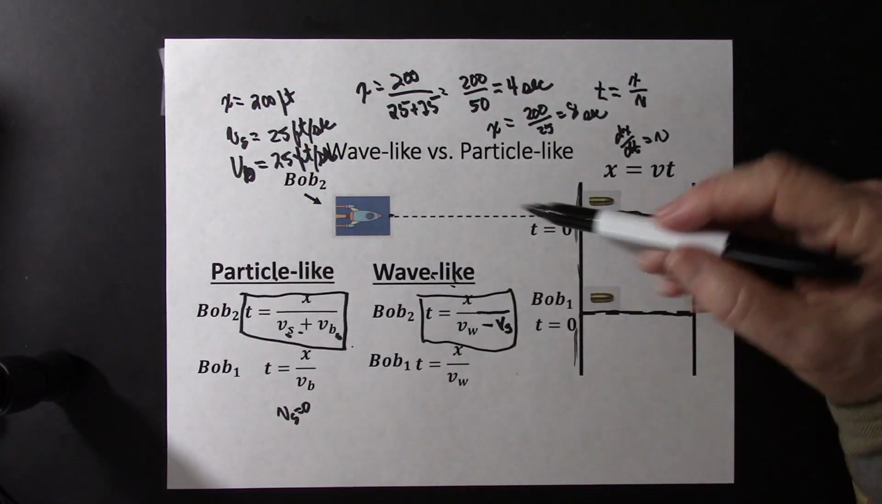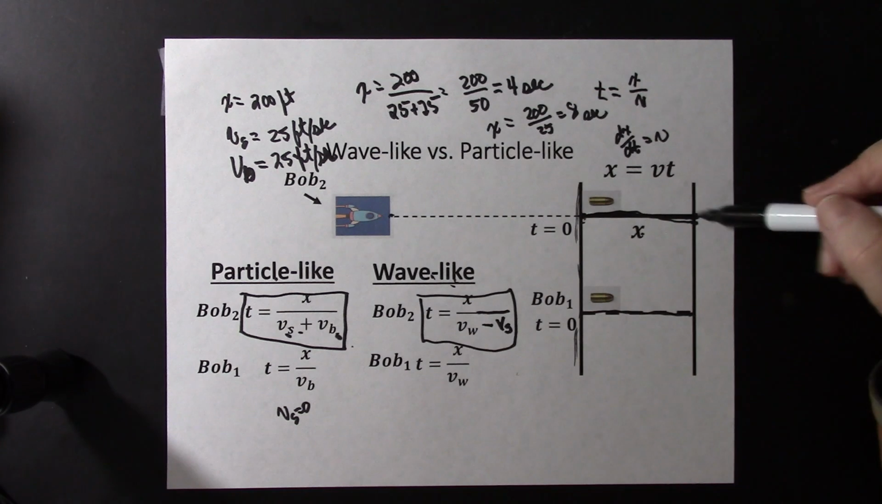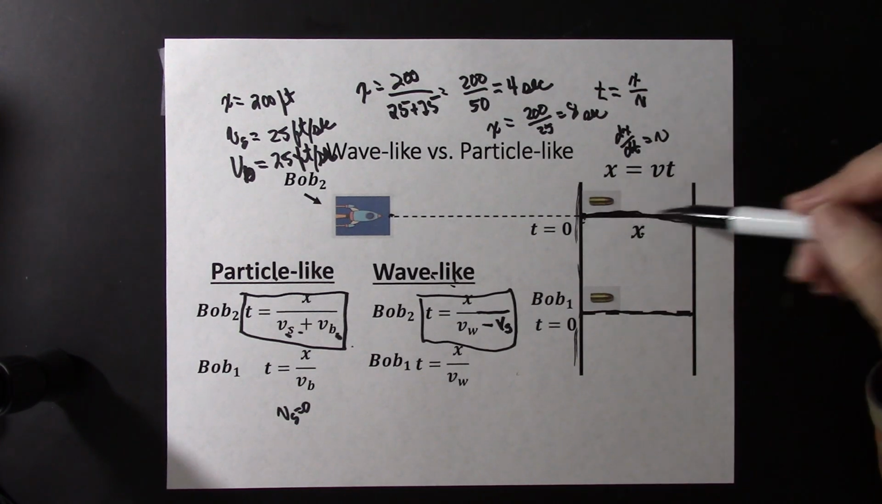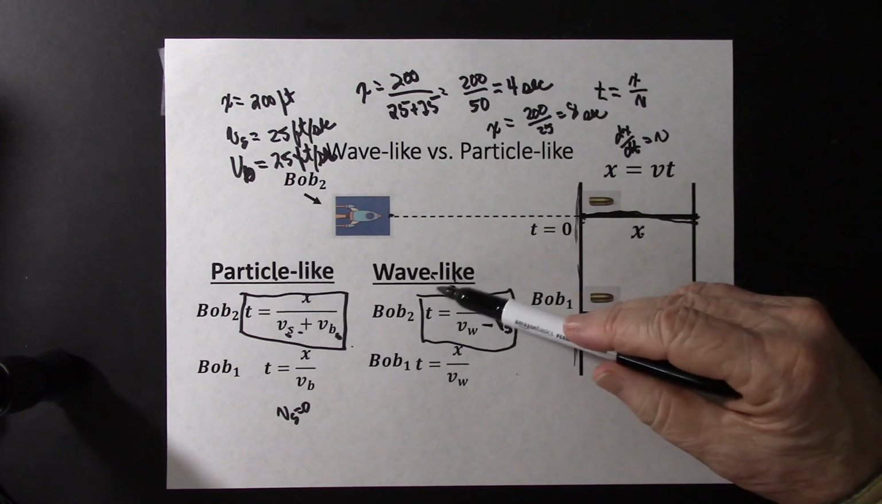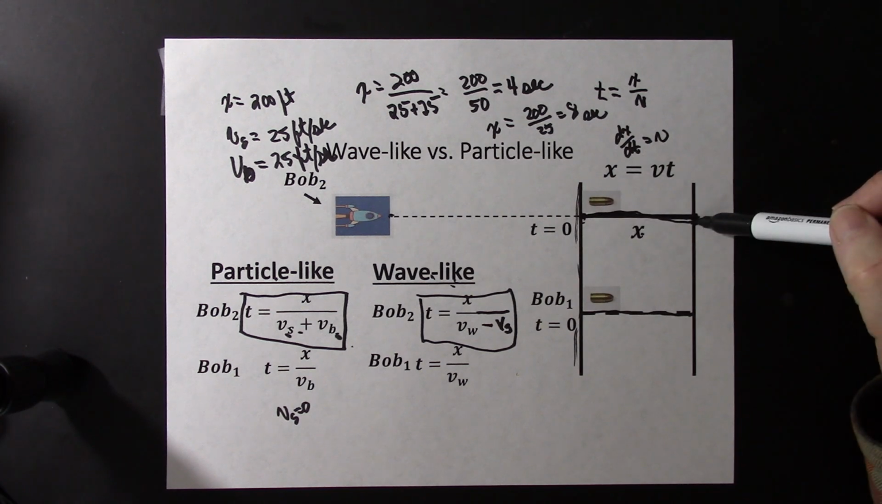So to sum up, particles are additive in their velocities, and particles can travel through empty space. Waves are not additive in their velocities, and they can't travel through empty space.